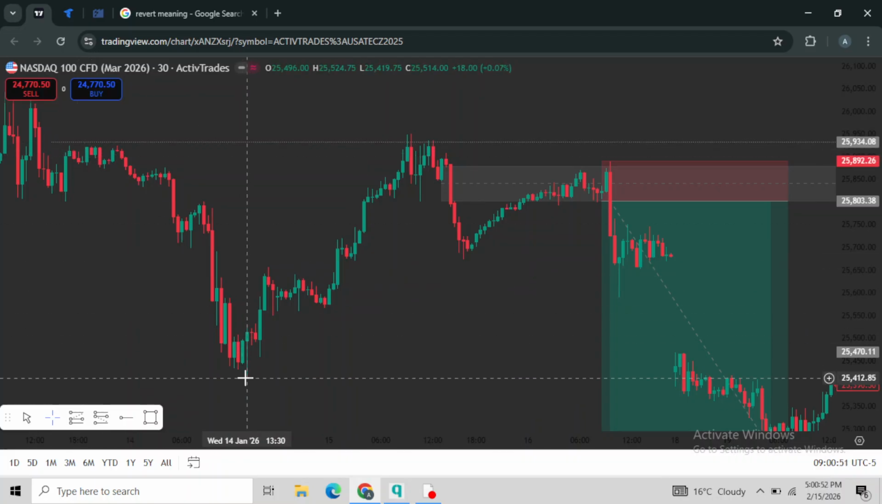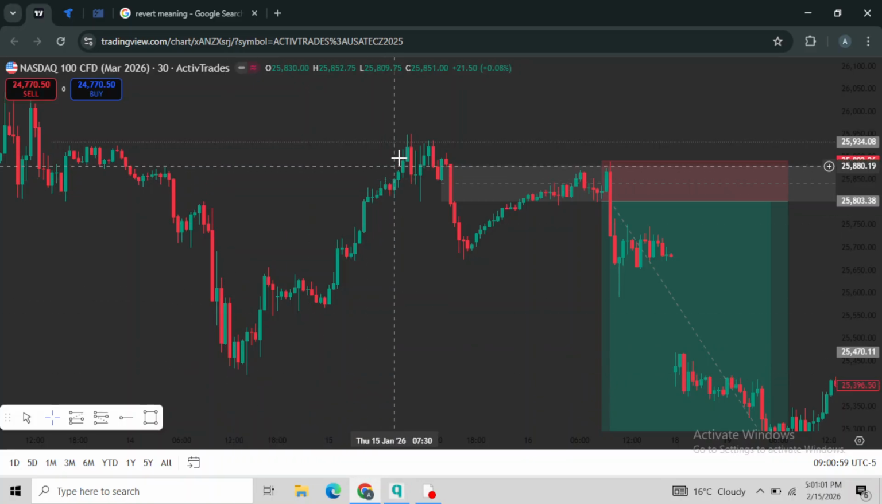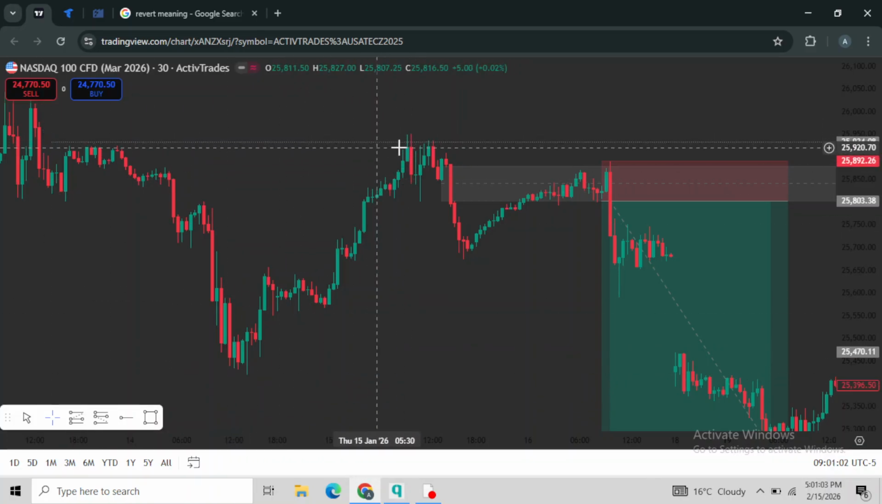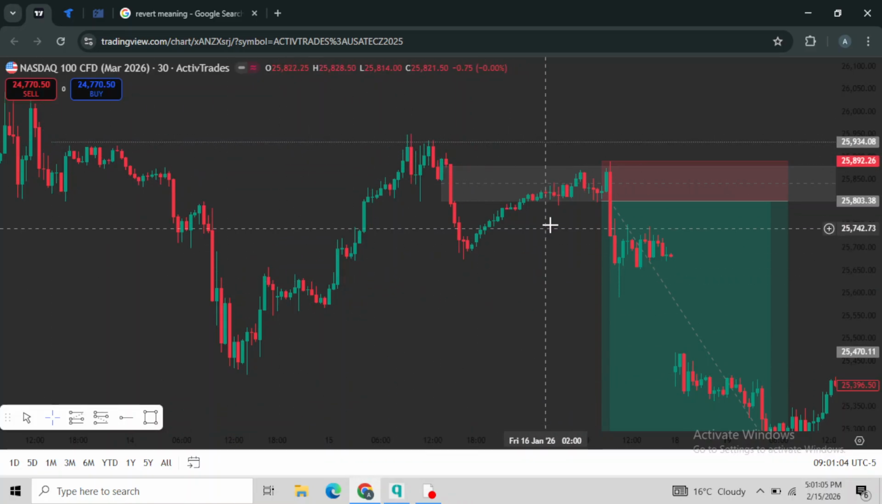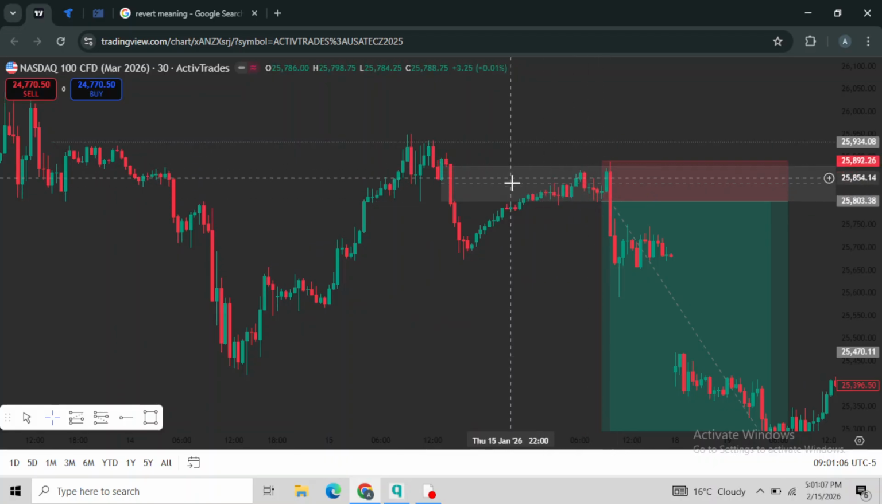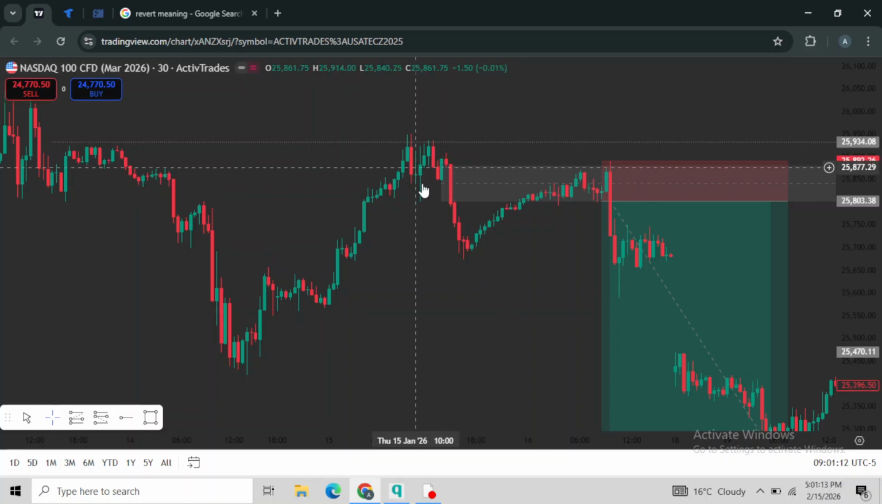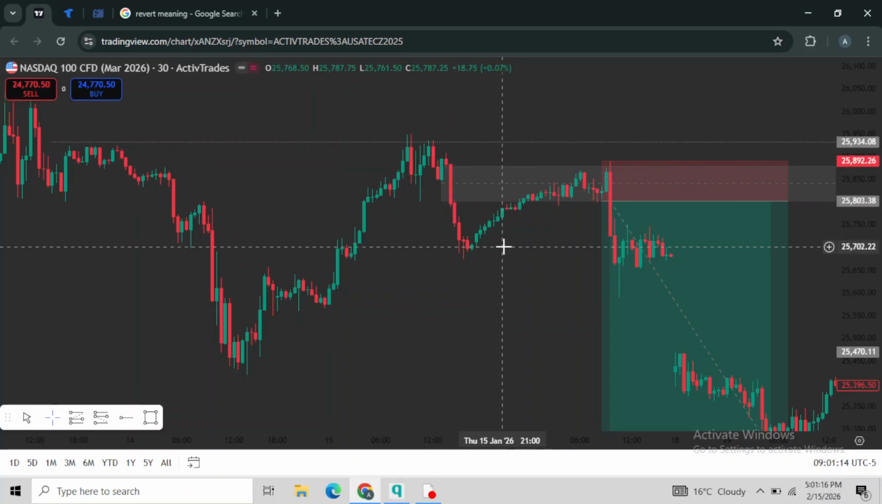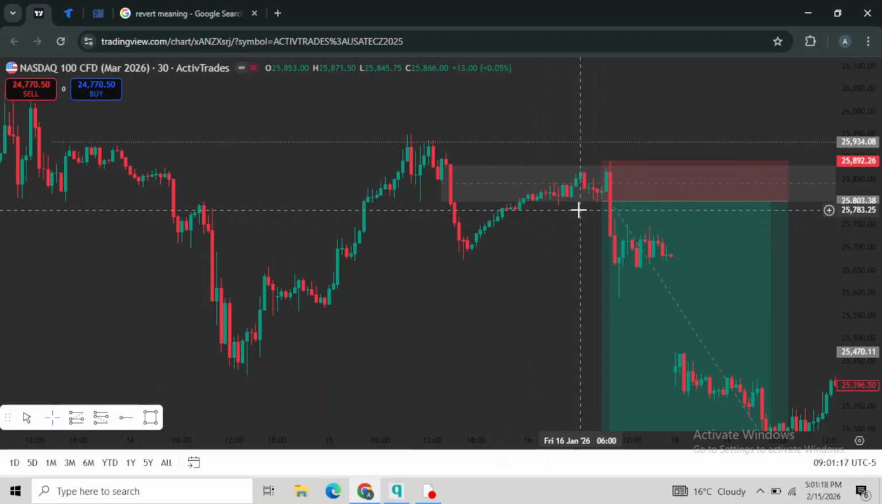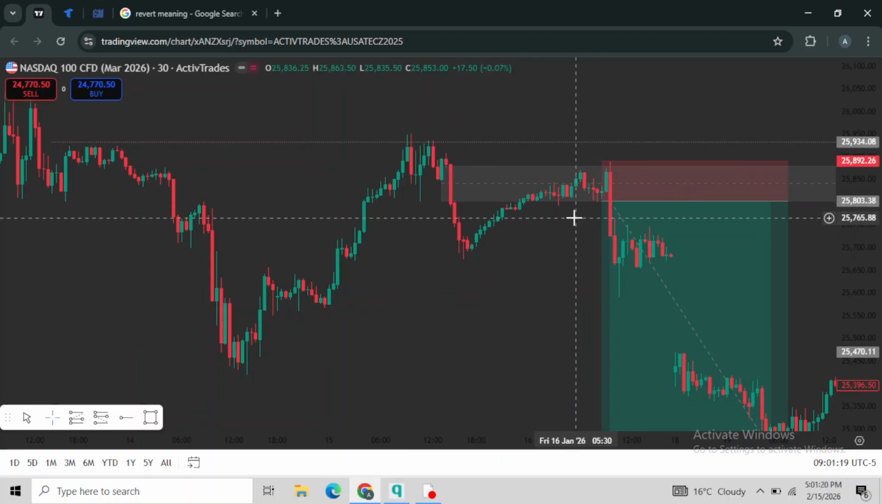So price started rejecting here on Wednesday, just to show how these high time frame plays take time. On Thursday, high time frame buy side liquidity was swept. Price rejected to the downside. On Friday, price came and retested the first presented entry model on the 30-minute, which was printed on Wednesday. So this is 3 days, meaning the whole week.